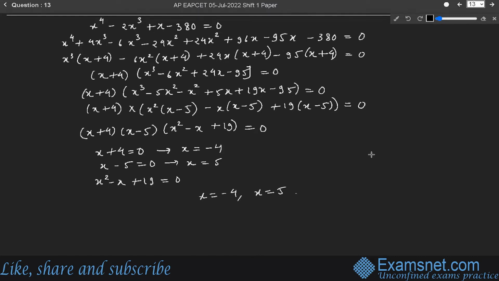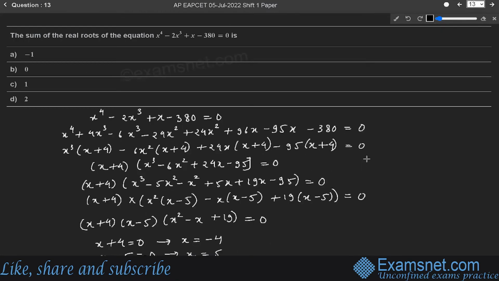We have to find the sum of the real roots. Sum will be minus 4 plus 5, which is equal to 1. Therefore, we can say that the sum of the real roots for this question is 1. So option number C is the correct option for this question.